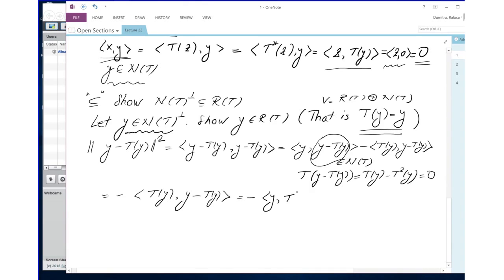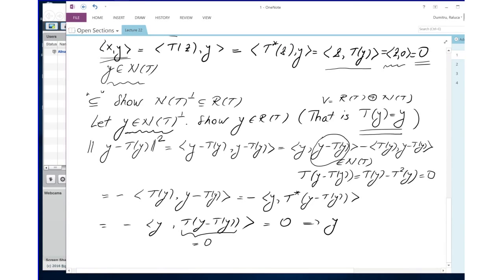I'm going to move T into the second component. But again, T equals T star by assumption. So replace T star by T, and this is something that we've already seen has to be 0. So everything is 0. Therefore, y equals T of y, so it belongs to the range of T.